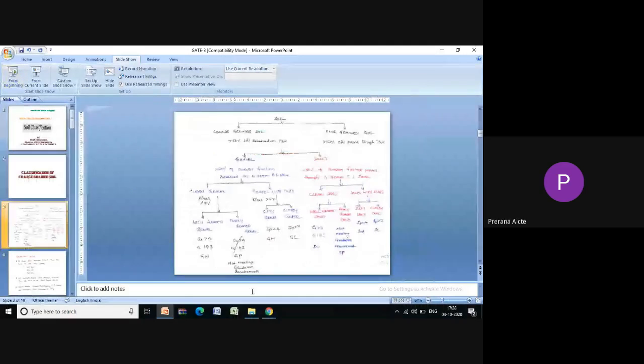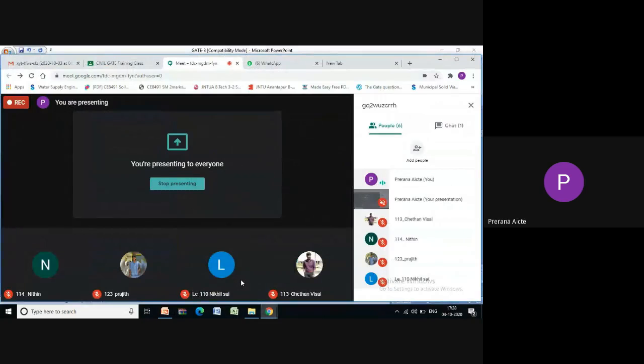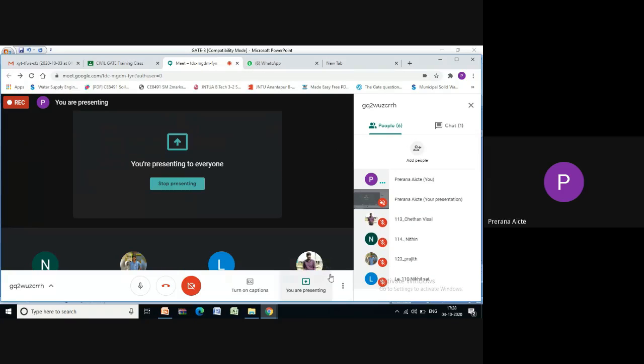So this is about soil classification. If you have any doubts, you can ask now. Chetan, any doubts, Chetan? Do you have any clarifications?